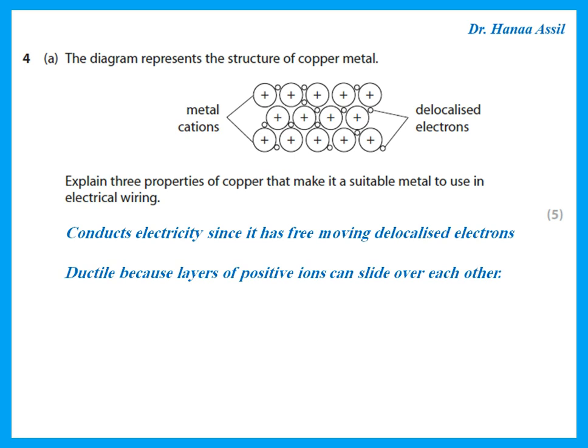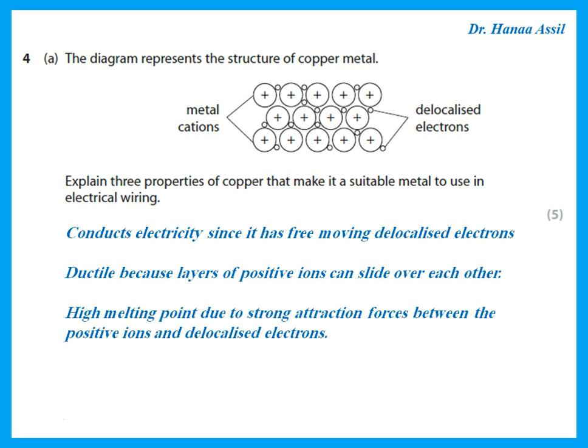Okay, we need a third property. He says explain 3 properties. What is the third property? The fact that metals like copper have a high melting point. Now, why does it have a high melting point? Remember that this is due to the strong attraction forces between the positive ions and the delocalized electrons. We know that positive ions and negative electrons will have strong electrostatic attraction forces between them, and this needs a lot of energy to be broken, so it will have a high melting point.